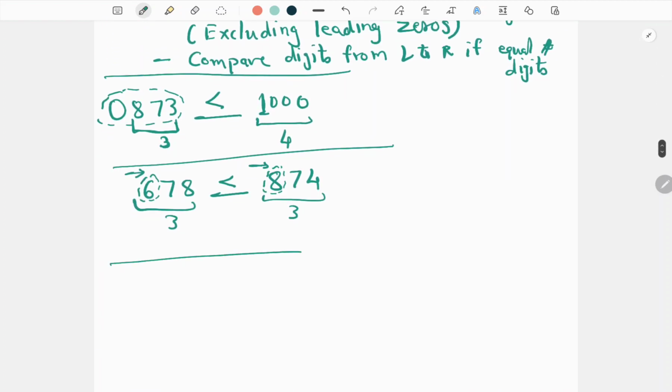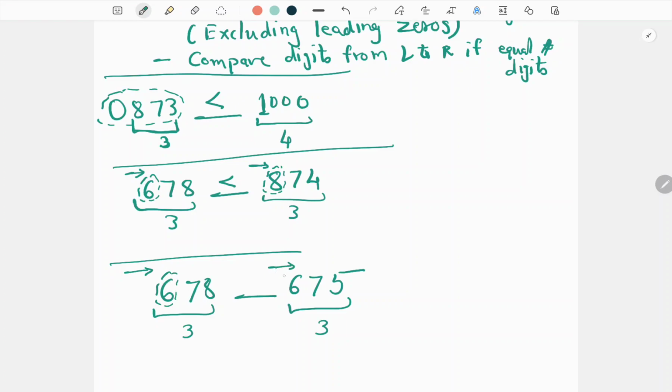Let's take a similar example here. Suppose the numbers were slightly different, 678 versus, let's say, 675. Now again, these are both positive numbers. These are both 3-digit numbers here. So we cannot use the first two rules. So we have to start comparing the numbers from the left digit.